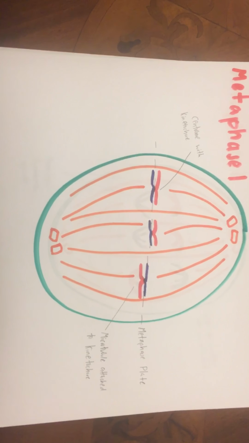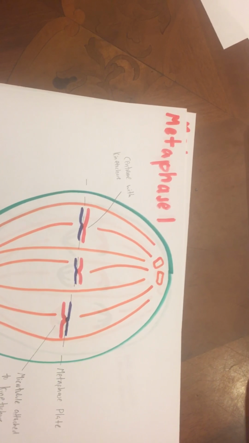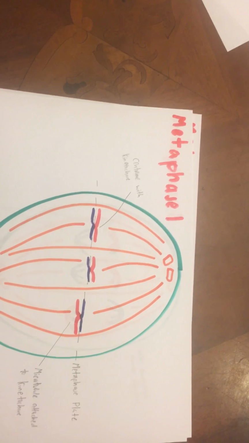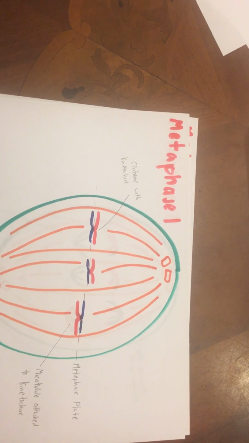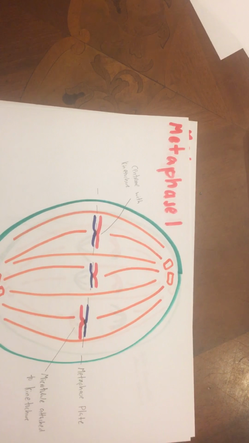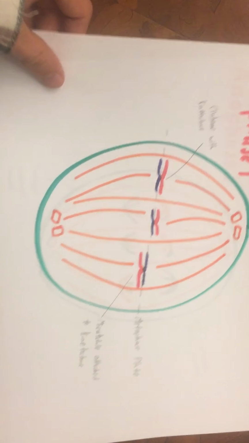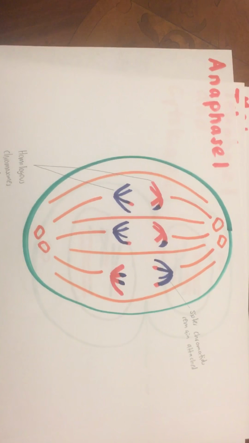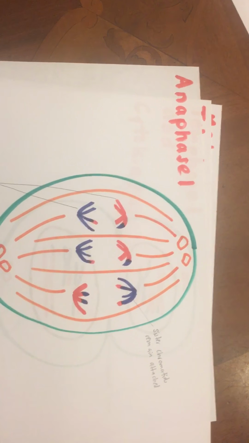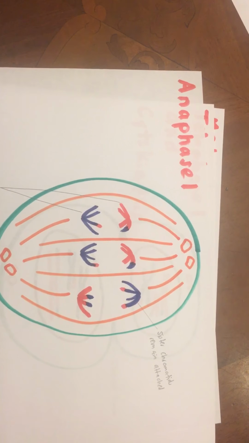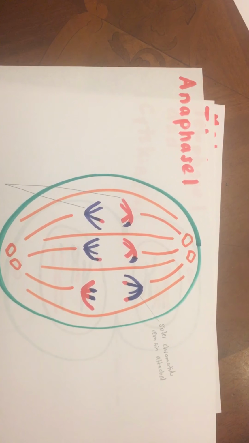In metaphase 1, homologous chromosome pairs are lined up at the metaphase plate, and chromatids of one homolog are attached to kinetochore microtubules from one pole, and vice versa. In anaphase 1, homologs separate due to the breakdown of proteins responsible for holding them together, and move towards opposite poles guided by the spindle.